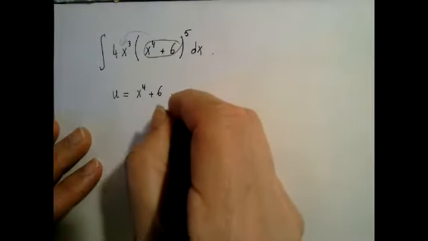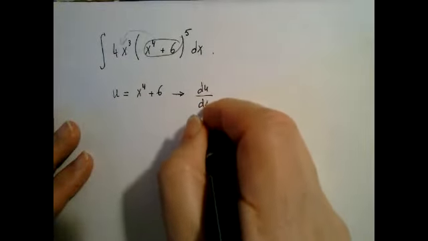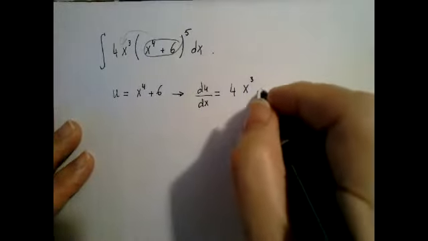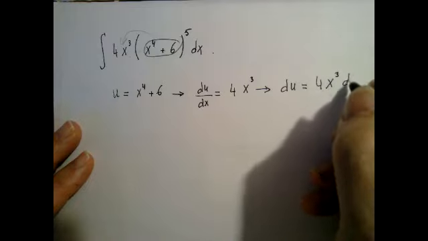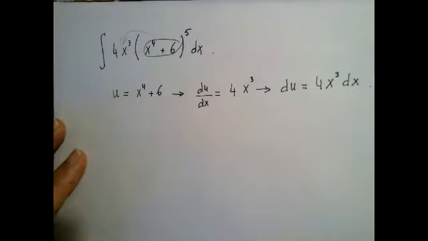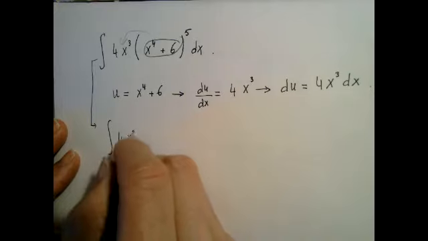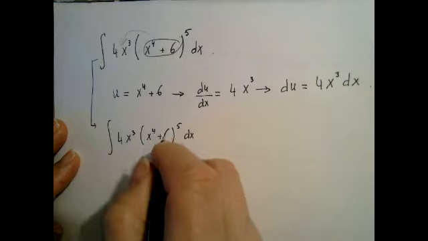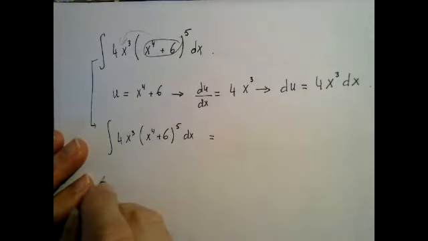Okay, so the inside, think of it, that was the inside. Now the derivative is 4x cubed, and now I multiply formally by the dx: du equals 4x cubed dx. All right, now everything in terms of u. So I'm going to rewrite the integral. I have to write everything, and that's crucial. It means the new integral should not have u and x at the same time. It should have one of them, not both.